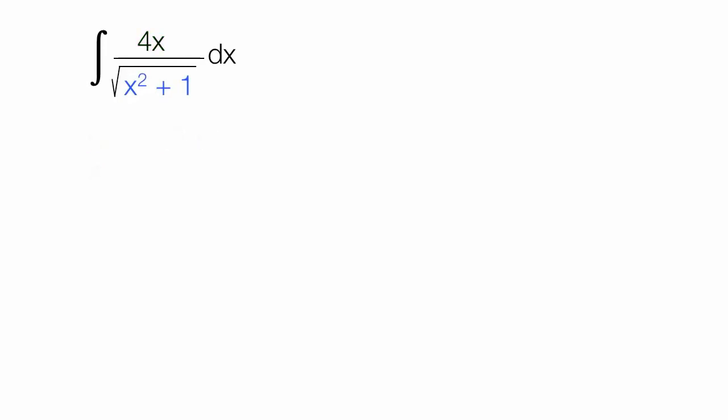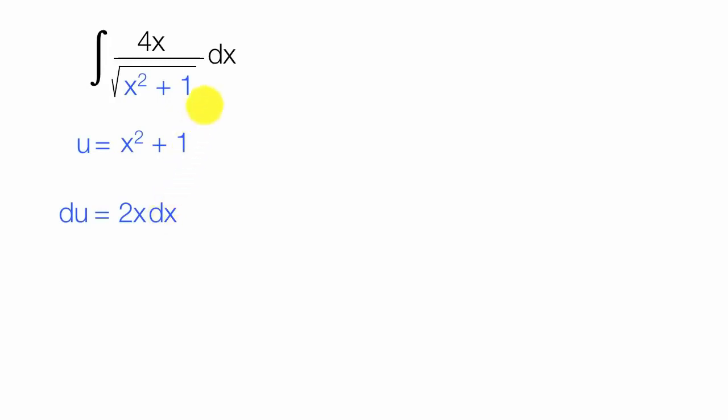So now let me do a u substitution. So u is equal to x squared plus 1. The derivative of u is du. So if I take the derivative of x squared, that's 2x, plus the derivative of 1 is 0. The derivative of any constant is 0. So now du is equal to 2x times dx.